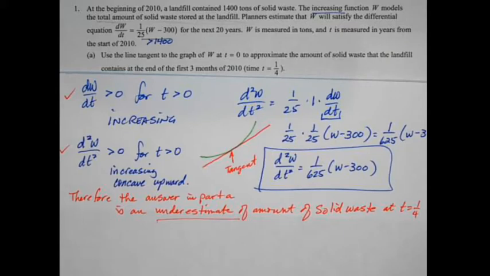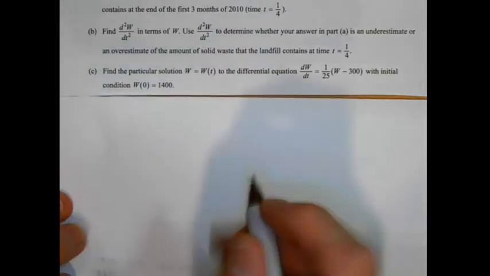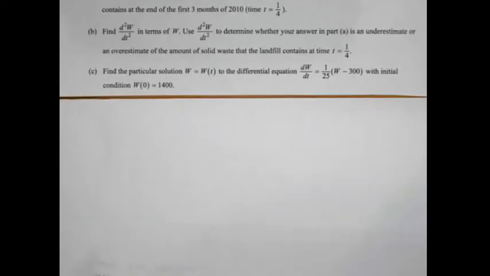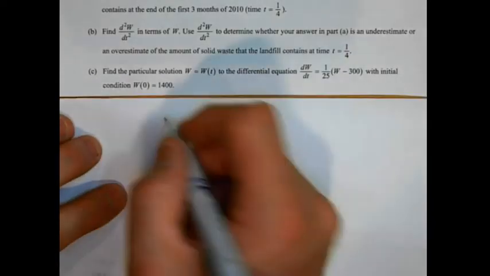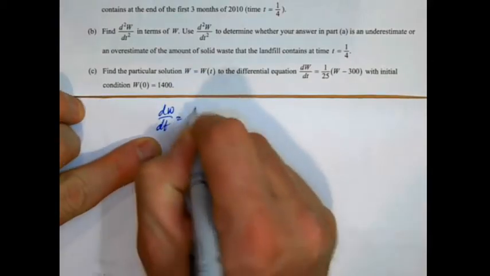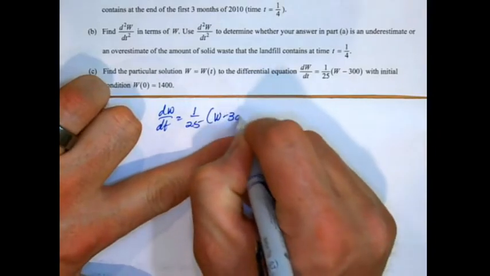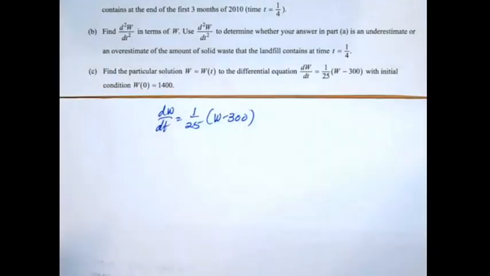Okay, now we're going to head on to part C. All right, find the particular solution W equals W of t to the differential equation with the initial condition of W of 0 is equal to 1400. So basically now what we're going to do is find the particular solution. So we're going to find the integral. dW/dt is 1/25th of W minus 300. This is the process you need to show.